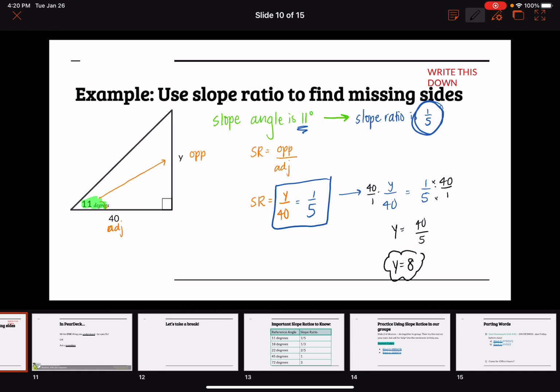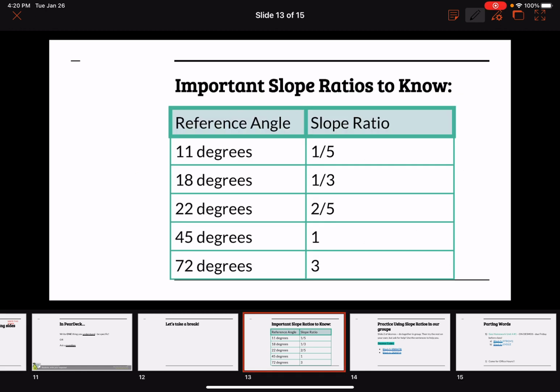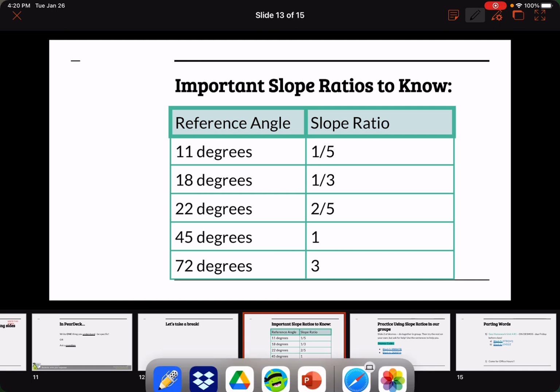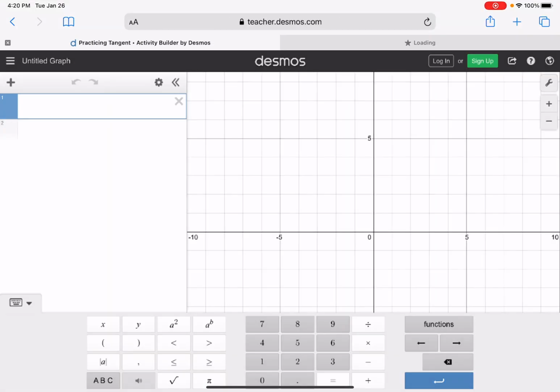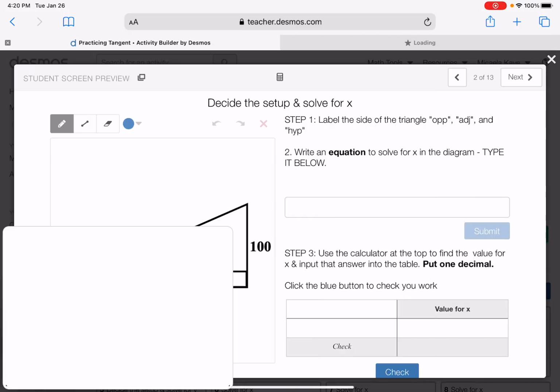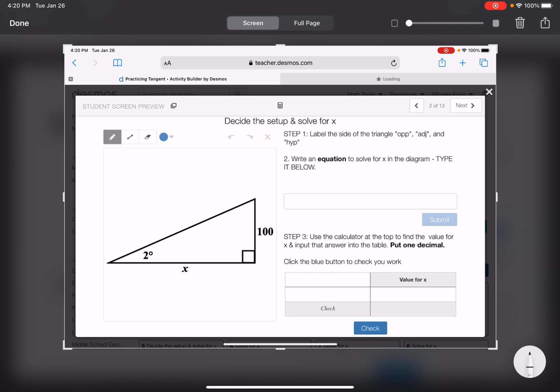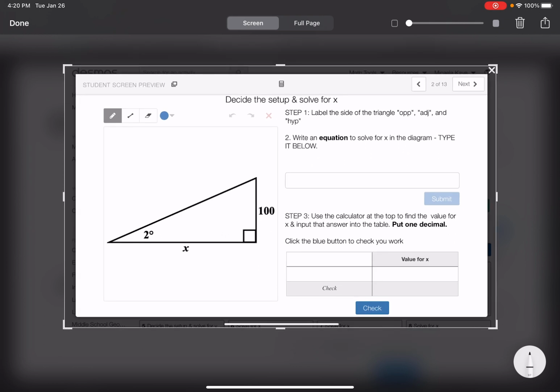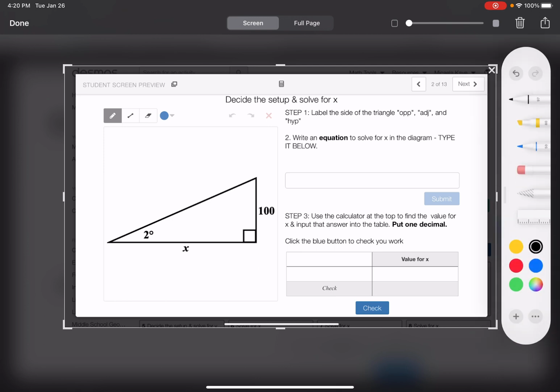In class, we also learned these other important slope ratios, and we can use them to solve for information, just like we did in the last example. For example, here, let's take a screenshot so we can write on this. Here, in order to solve for x, first we need to label our sides: opposite, adjacent, and hypotenuse.